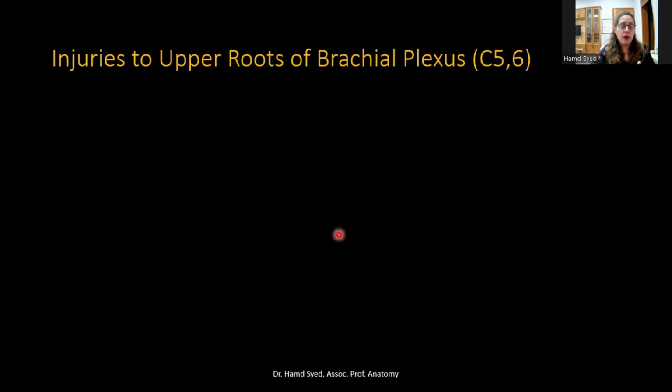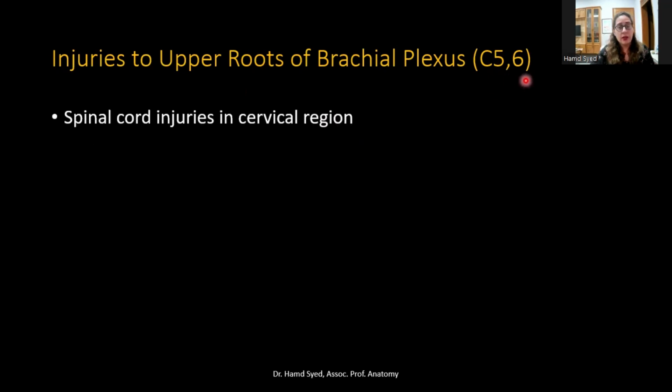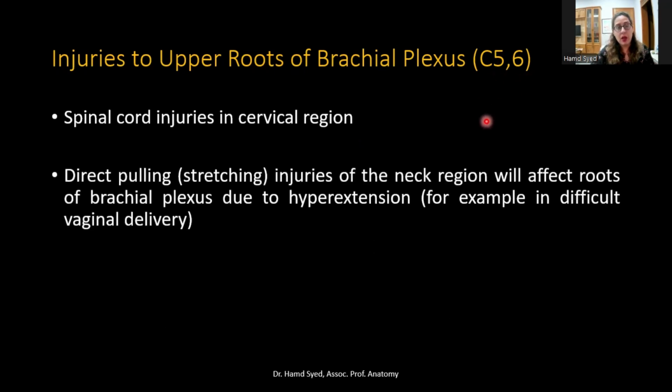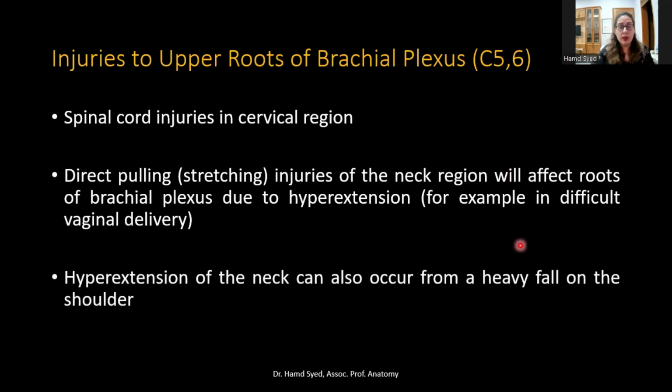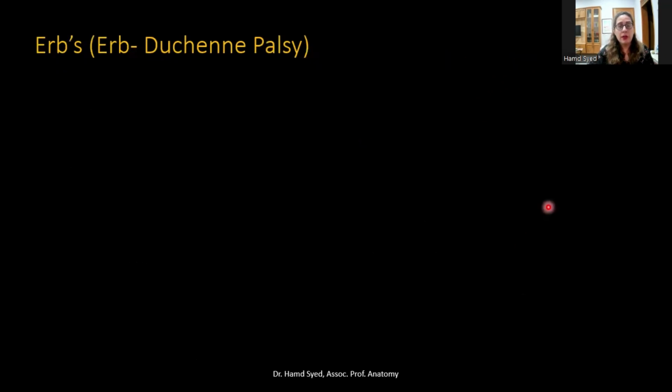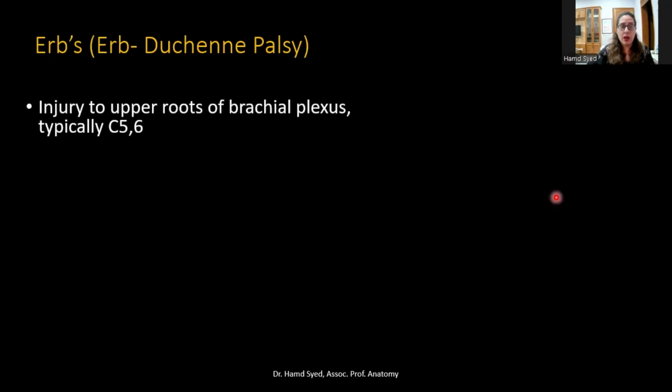We're going to first talk about the injuries to the upper roots of the brachial plexus, that is C5, C6. These injuries can result from spinal cord injuries in the cervical region. Also, the pulling injury or the stretch, which causes a hyperextension of the region of the neck. This can cause an injury to the roots of the brachial plexus, and this can occur, for example, in difficult vaginal delivery. And also it can occur if a person falls on the shoulder. The typical presentation is known as Erb's palsy.